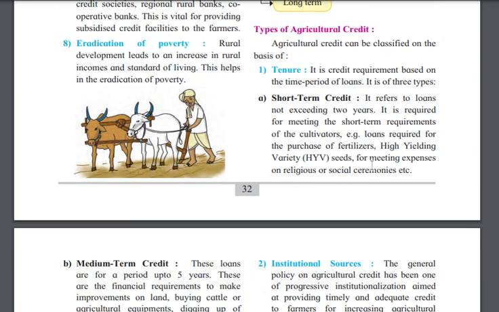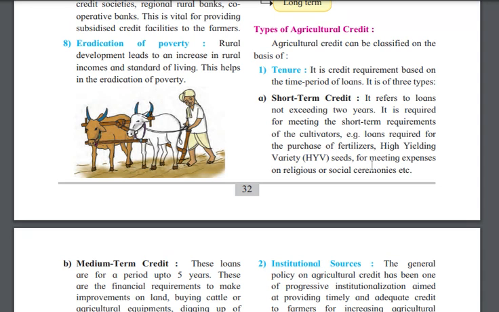Short term credit. We are basically talking about rural development, and in rural development we are talking about loans. Which type of loans will be given to the farmer in India? Short term credit means short term loans, which refers to loans not exceeding 2 years. This type of loan we provide to the village people or farmers, not exceeding 2 years. So within 2 years they need to repay.